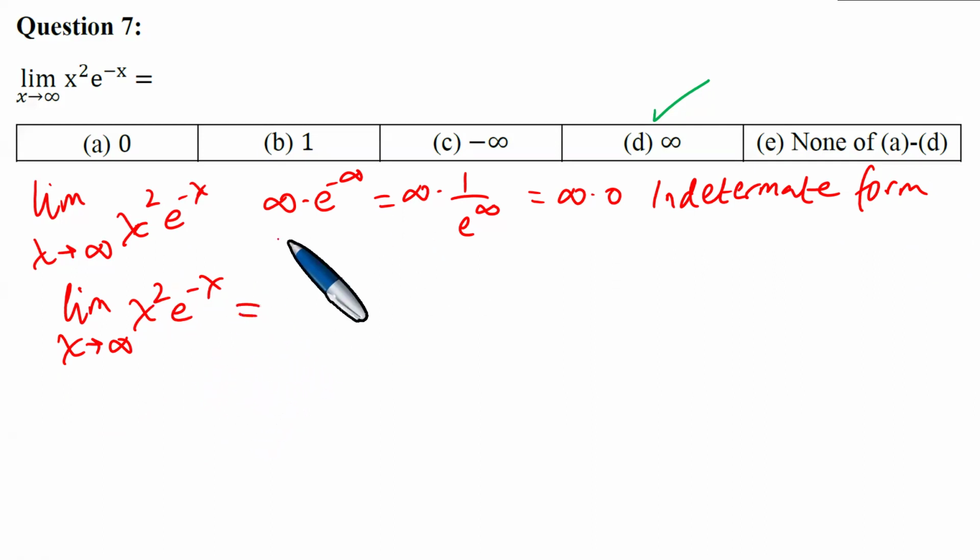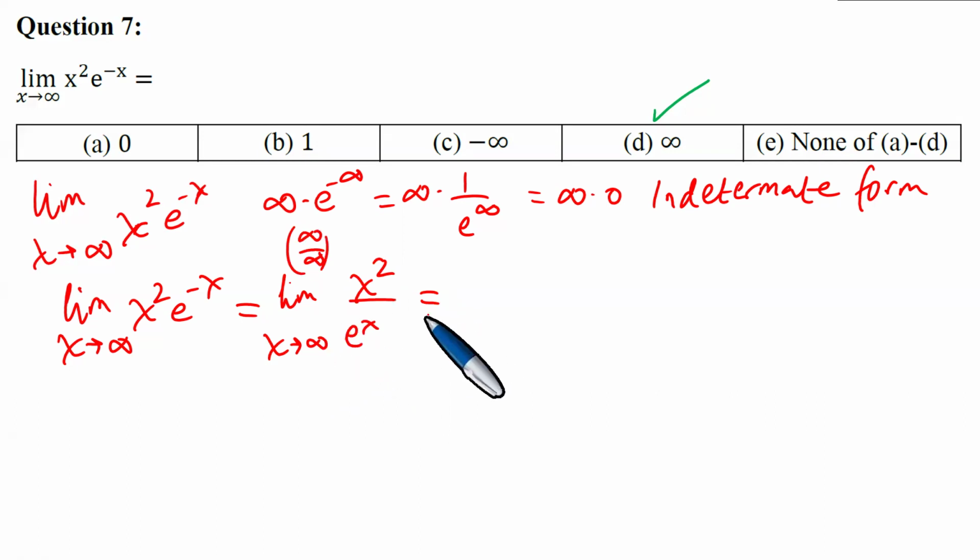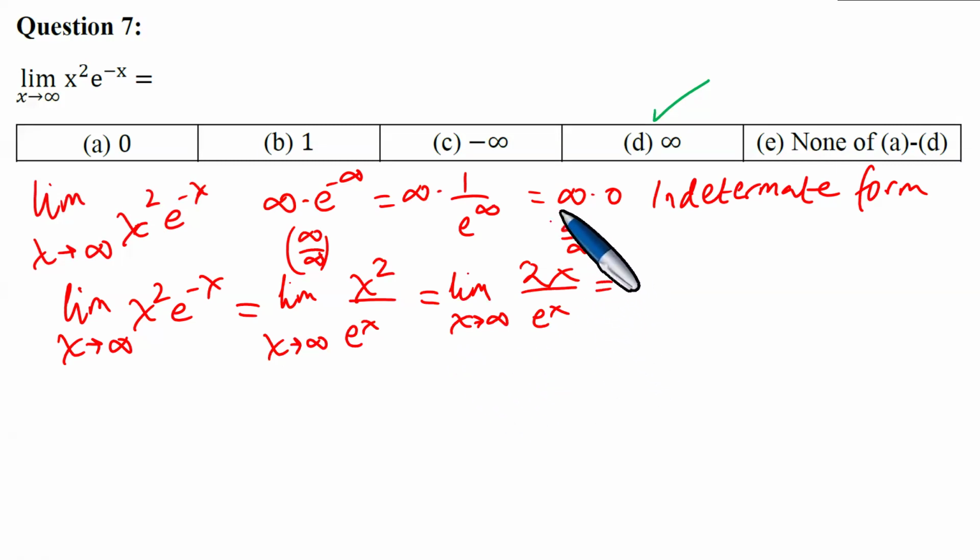This limit needs to be transformed a little bit, so we look at the limit as x approaches infinity of x squared divided by e to the power x. This gives us the form infinity over infinity, and we're in a position to use L'Hopital. The derivative of x squared is 2x, with e to the x in the denominator. As x approaches infinity, it is still infinity over infinity. We proceed with differentiation, getting 2 divided by e to the power x.